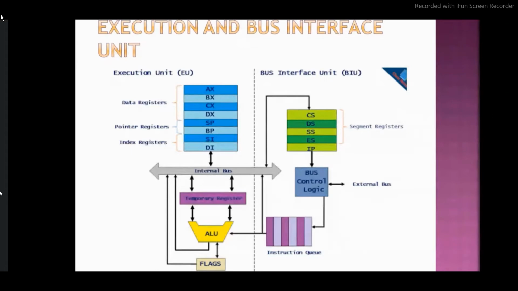In the bus interface unit, we have the segment registers. CS stands for code segment. DS stands for data segment. SS stands for stack segment. ES stands for extra segment. IP stands for instruction pointer. CS, DS, SS and ES are called collectively the segment registers.